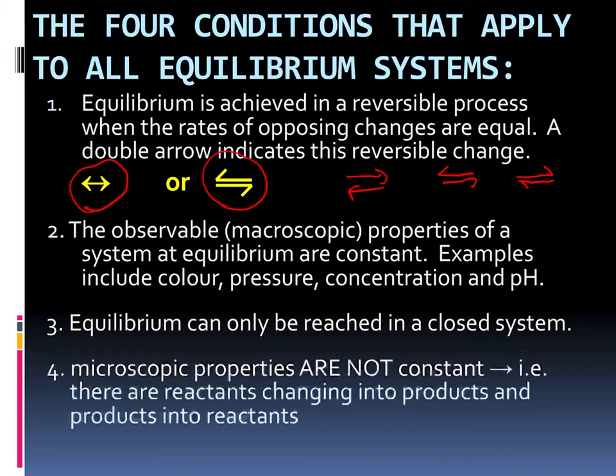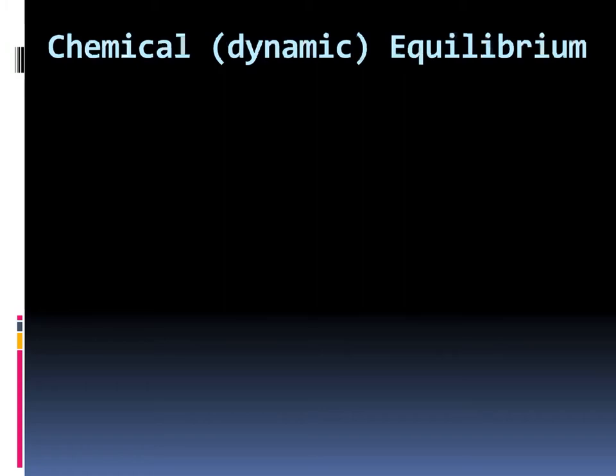When you have equilibrium, microscopic properties are not constant. We cannot see reacting particles with our eyes, but they are always changing into products. And then once there are enough product particles to start colliding, they are going to reform the reactants. So really, it's the same reaction principles we've talked about before. Now we're just going from right to left instead of left to right.